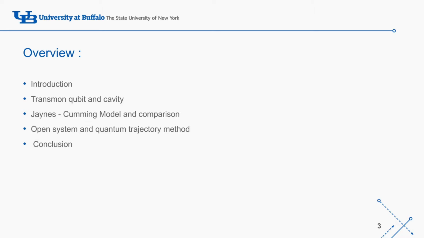Then I'll talk about the Jaynes-Cummings model, which is basically coupling between qubit and cavity and how it tells us about the oscillations between excited and ground state of the qubit. Then I will do the comparison between my code and what I've gotten by using one specific module, which is known as qutip.